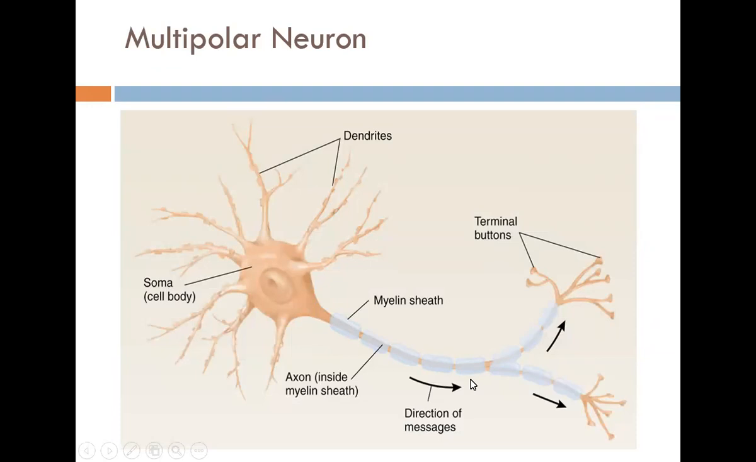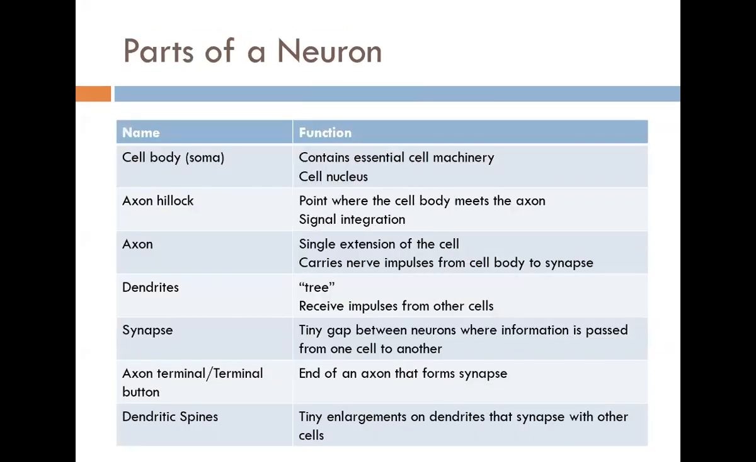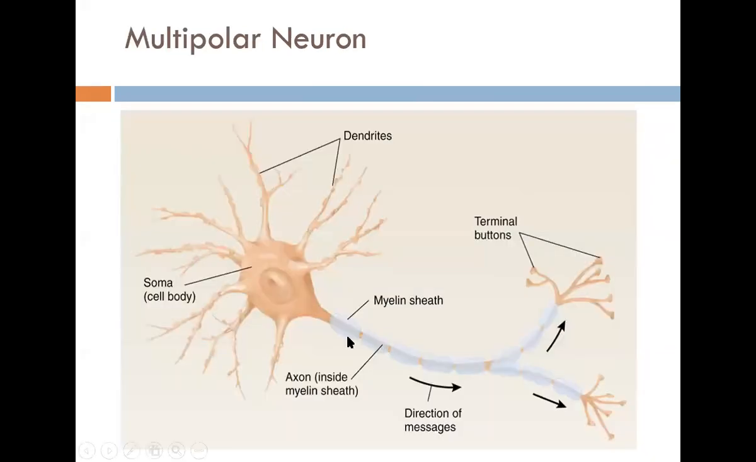Now, one might think that it's just shooting down in a linear form. It actually does not. These right here are called nodes of Ranvier. And what happens is the electrical impulse jumps from node to node through the cell to the next end part of the cell. So it goes through the axon and jumps from node to node.